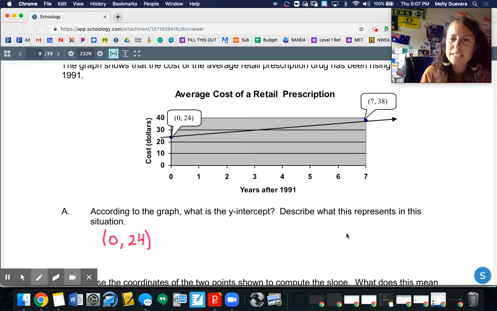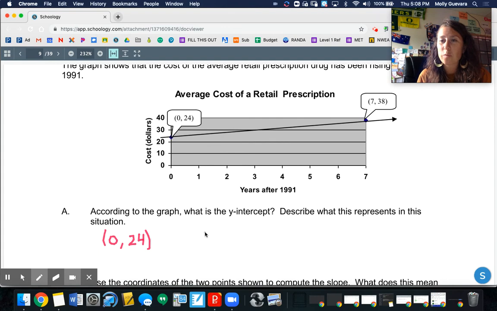Then it says, describe what this represents in the situation. Well, what is year 0, right? The x-axis is labeled years after 1991. So year 0 is 0 years after 1991. So that's 1991, right? So that tells me, and then the y-axis is the cost in dollars. So this tells me that in 1991, it cost $24 for an average prescription drug.